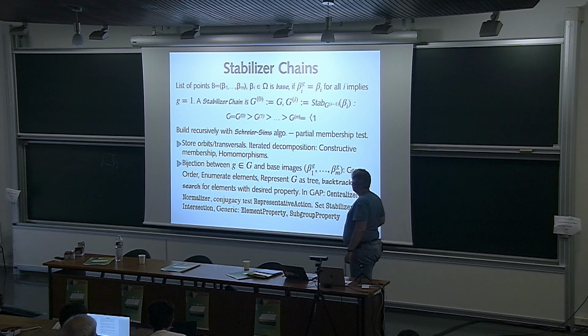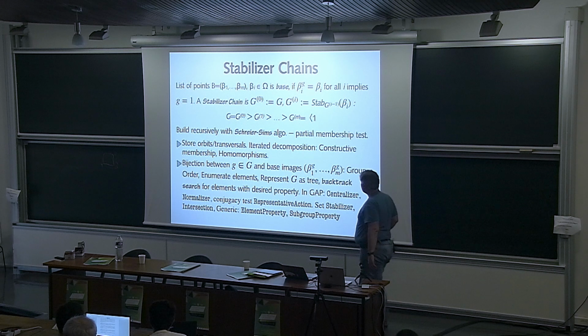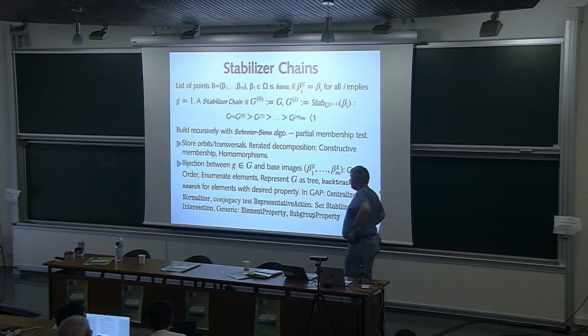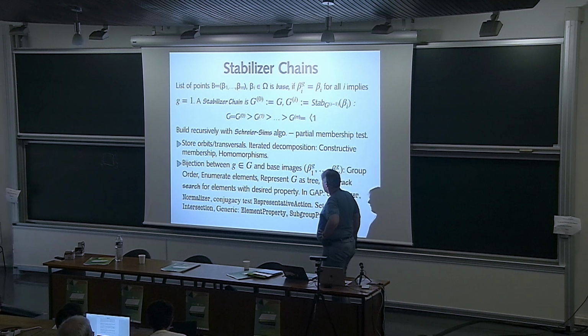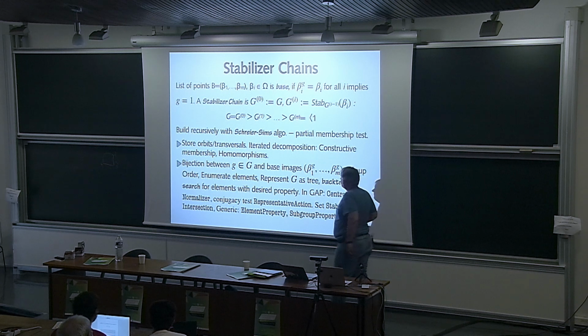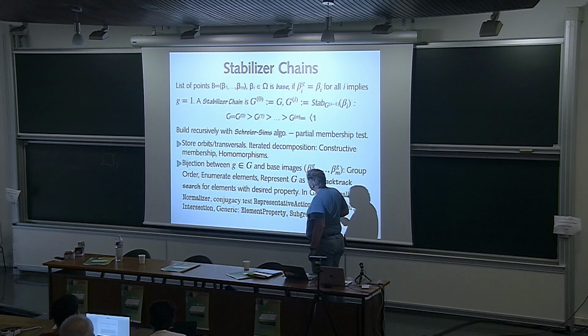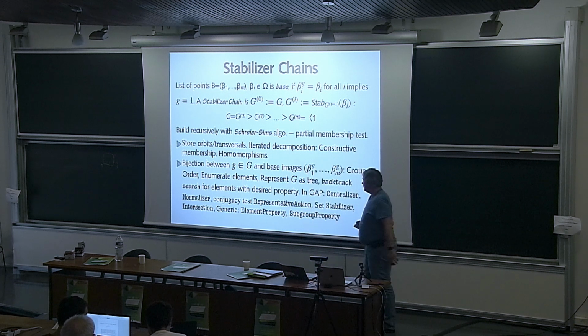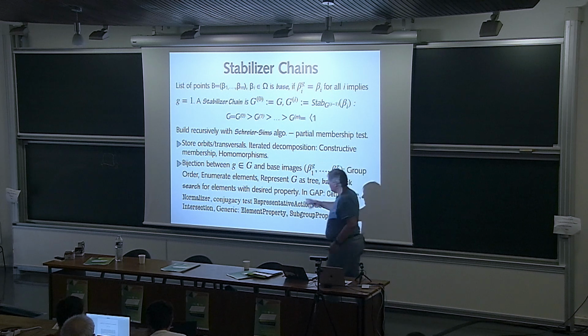I can keep track of how the generators were obtained and thereby can even write an element as a product in generators. So I get not just membership, but constructive membership. I can evaluate homomorphisms. I also get a bijection because I said two elements are the same if and only if the base images are the same. So I get a bijection between the elements of the group and the set of base images.